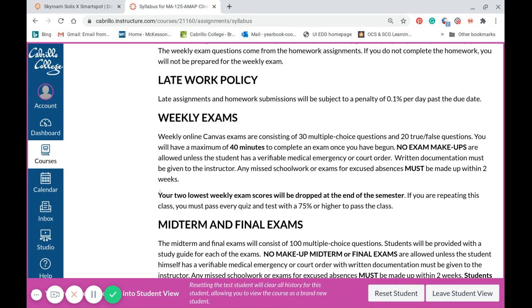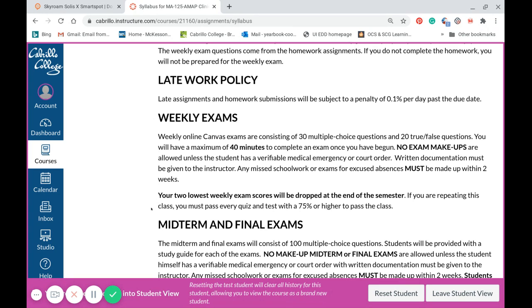We do drop the 2 lowest exam scores. So if you don't do well on 2 of the exams, those will be dropped from your total. So it gives a little bit of leeway. I know life can get in the way sometimes, and sometimes you may not be able to study quite as much as you should, and that's going to be reflected on your exam score. So this gives you a little bit of leniency with that.